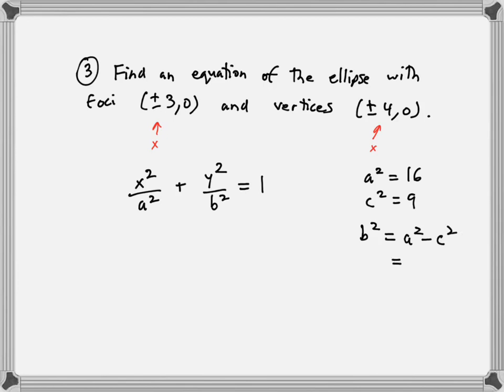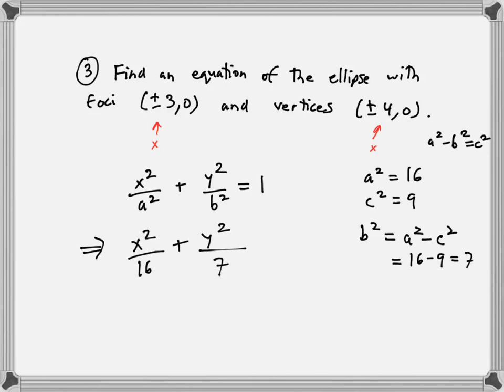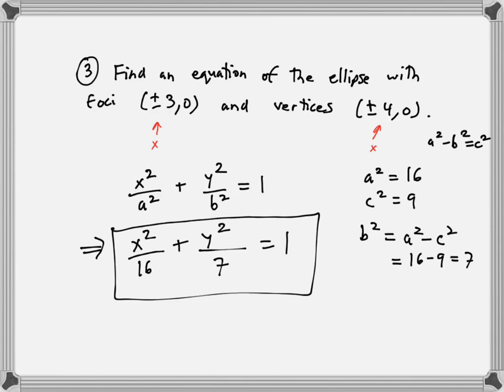Remember, that's always a squared minus c squared. Remember, a squared minus b squared is c squared, but that's the same as saying a squared minus c squared is b squared, right? So all I did is I rearranged this equation, okay? So b squared is equal to a squared minus c squared. That's 16 minus 9, which is 7. So this is my formula. We end up with x squared over 16 plus y squared over 7 is equal to 1. Okay, so pretty simple stuff, right?